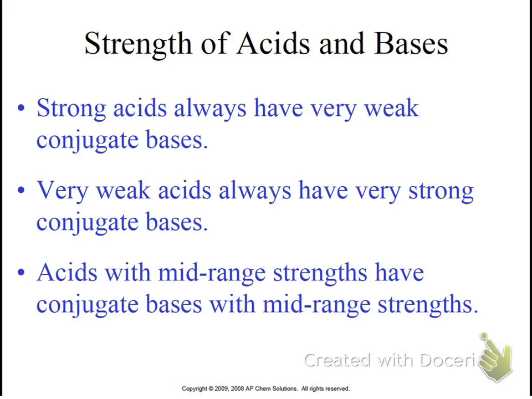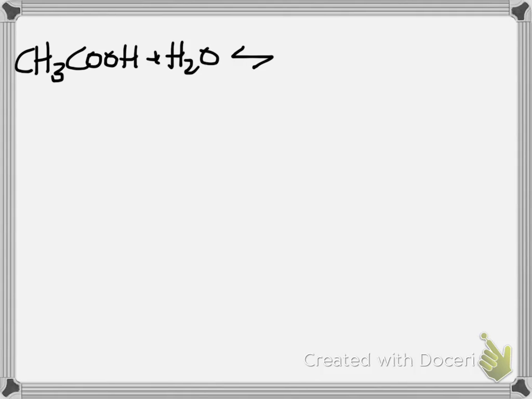On the other hand, if we take a look once more at that acetic acid, CH3COOH plus water, and that sets up equilibrium. The acetic acid donates the proton to water, so once again we get the H3O+ and CH3COO-.